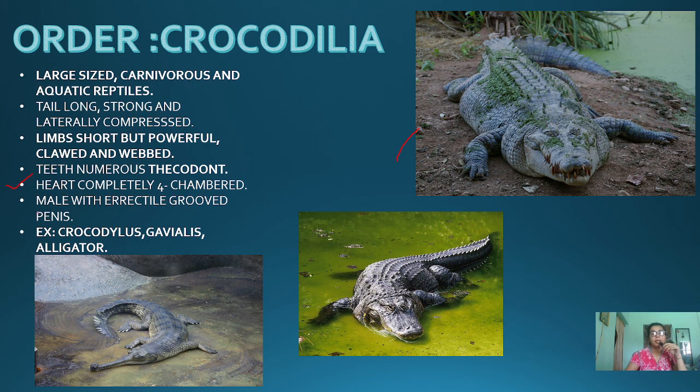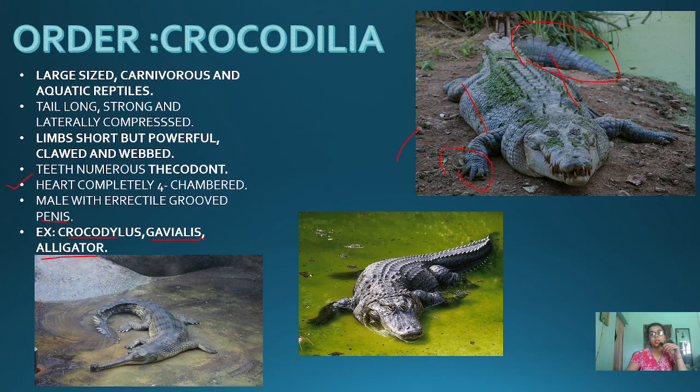Okay, and they have a grooved penis. Crocodiles, gavials and alligators belong to this category, and they have clawed, web-like feet. You can see these are laterally compressed, that is, sidewise, but elongated and huge. And one more important thing is that the tail region of this order, Crocodilia, is really very long and strong. With the help of the tail only they can kill animals.